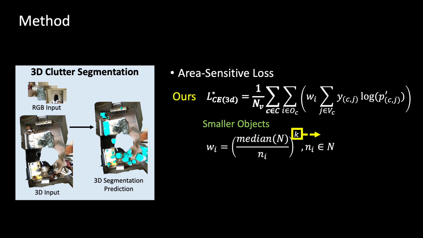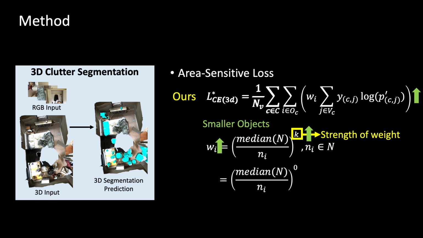The hyperparameter k controls the strength of weight. For smaller objects, a larger k increases Wi and the loss penalty. When k equals 0, Wi is equal to 1. The area-sensitive loss takes the same form as cross-entropy loss.